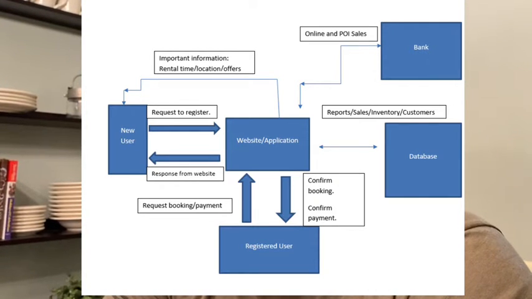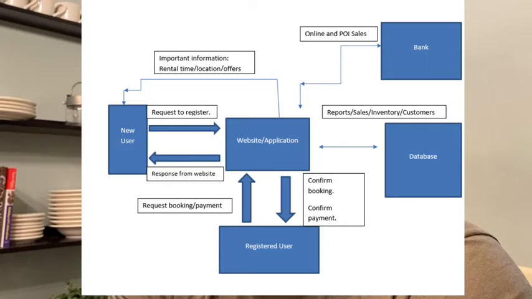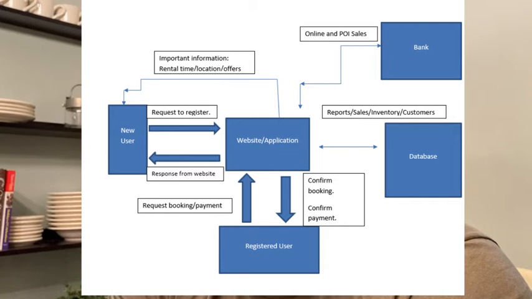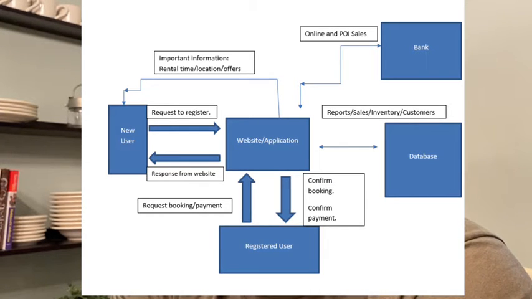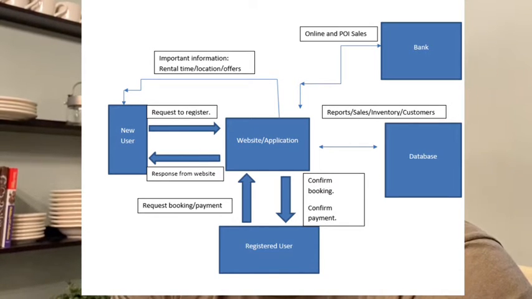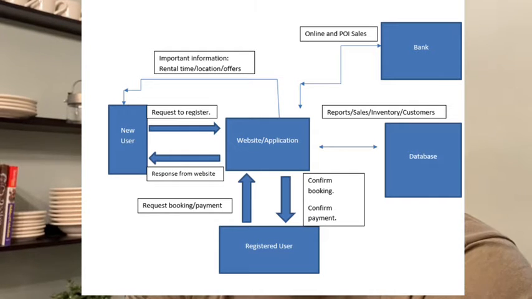we can see that the website and application sends and receives information from a multitude of places. Registered users and new users will be able to send and receive information from the website and application. The information that they send and receive will pertain to the rental time, the sales, and the storing of information into our database for future reference.